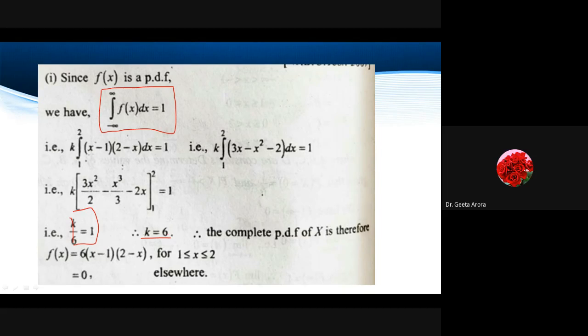Correct? So here we have calculated k is equal to 6, but how to write it down? We have to say f(x) is equal to this. Here we have substituted k is equal to 6, and we are getting 6 times (x minus 1)(2 minus x) only for this interval, when x is lying between 1 and 2, and otherwise it is 0. Correct? This is how we are going to write it down. Now this is the first part we have done. We have obtained the value of k.